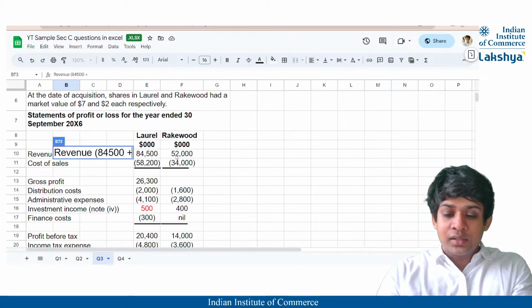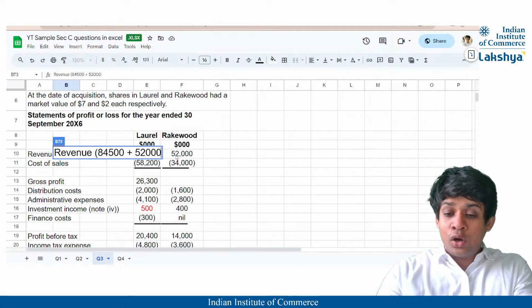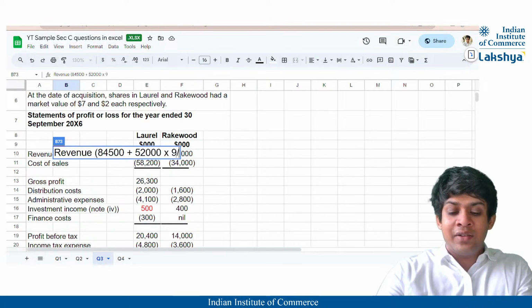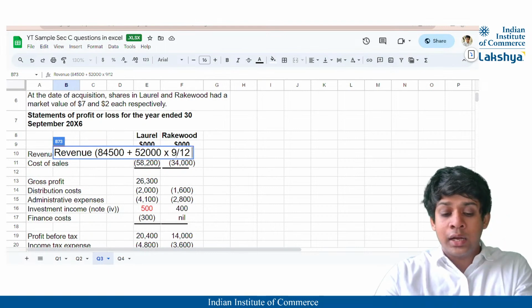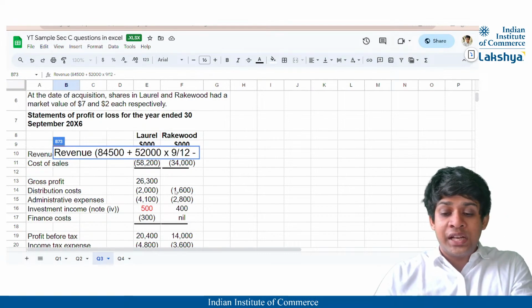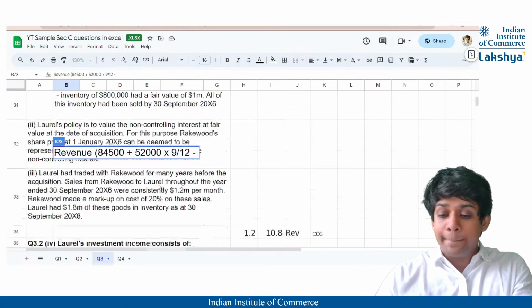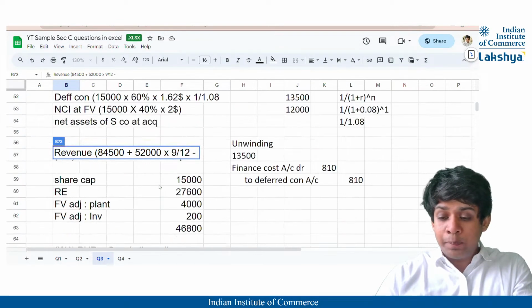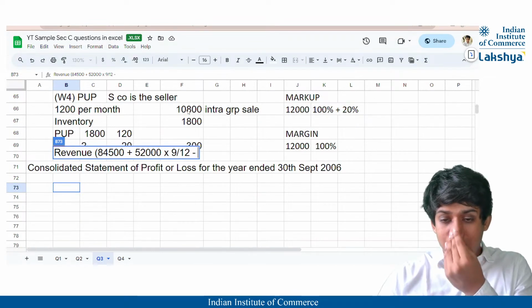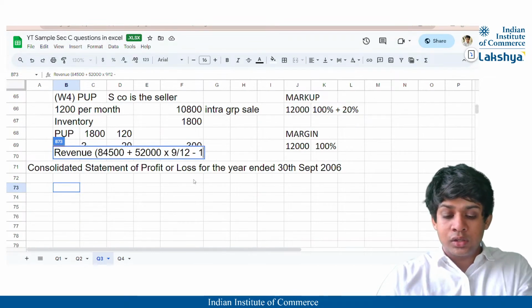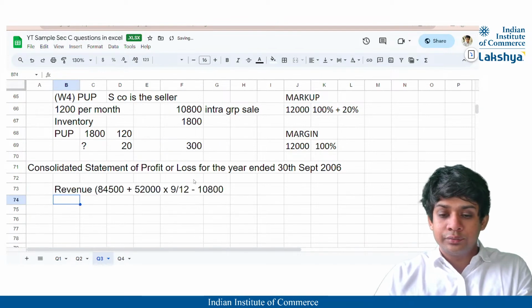84,500 plus 52,000, but always remember into 9 divided by 12, because we have acquired the company mid-year. And minus the intra-group sale. What is the intra-group sale? We had calculated it in POP, we will find it. That is nothing but 1,800, sorry, 10,800. Intra-group sale, you can see here it is 10,800.